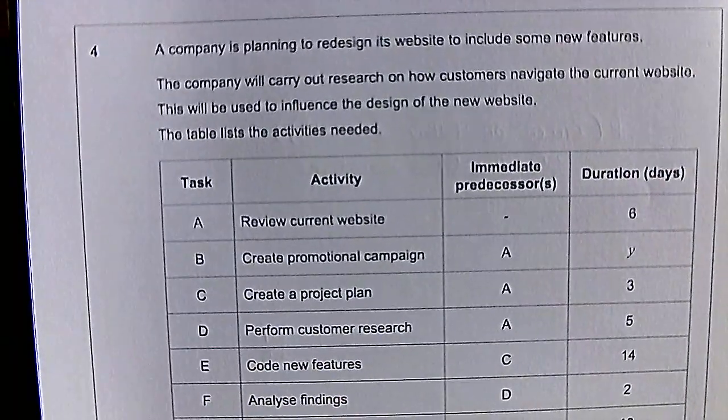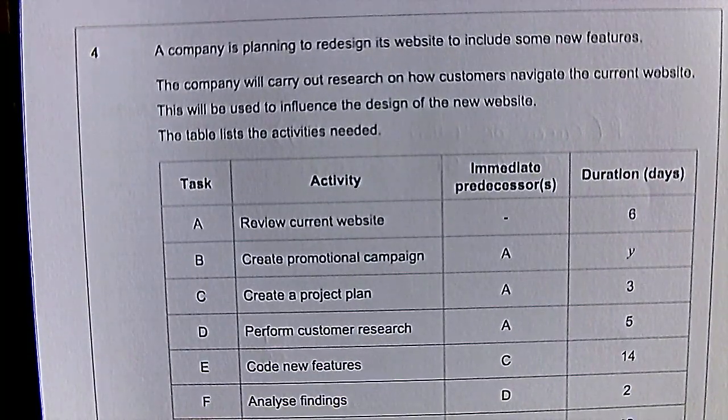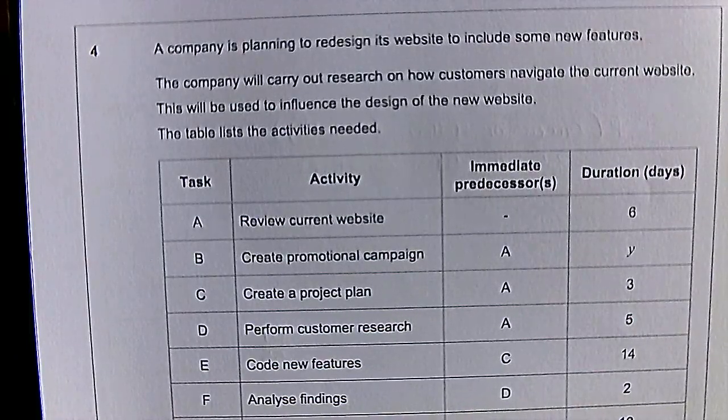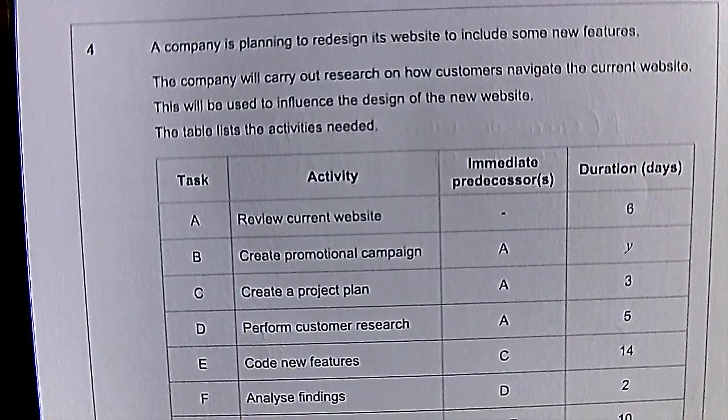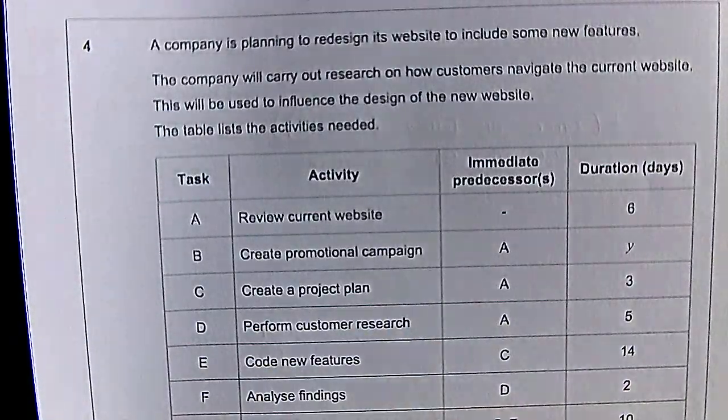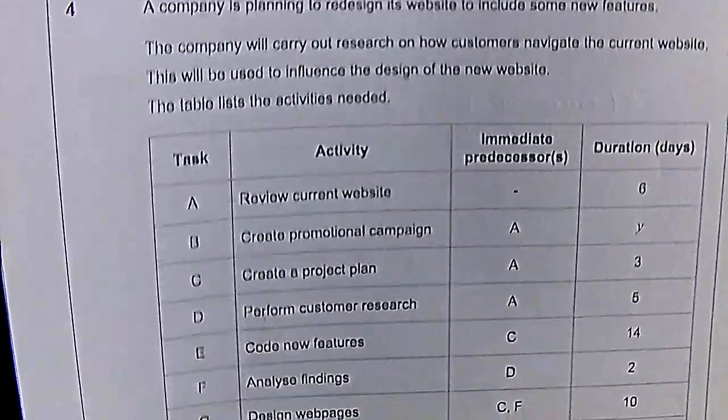This is the paper 2B 2021 Mathematical Studies. This is question 4. It's a project management question. So we've got a project broken down into lots of activities, and we've got some dependencies.